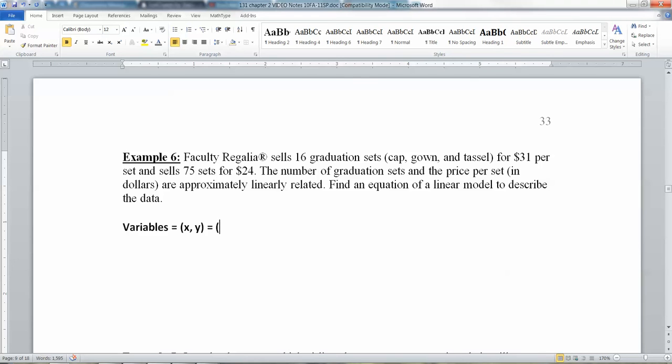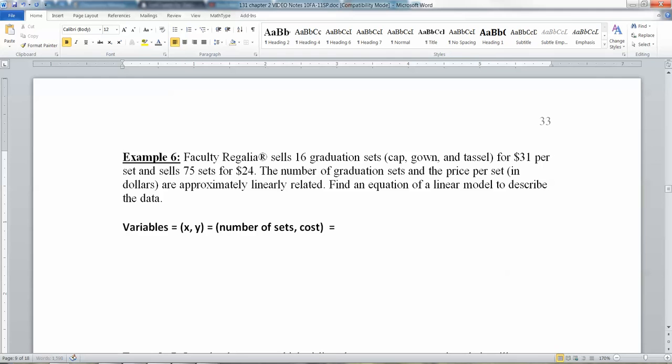What's our independent variable? When you go into the faculty regalia store, do you say, hey, I want to buy a graduation cap, or do I want to say, hey, I've got 20 bucks, what can I get? Think about it. For buying graduation sets, I'm going to buy my number of sets. And then the cost is going to depend on that, right? If you want to walk out of there with a certain number of sets, the cost that they're going to charge you per set depends on how many you're going to order, right?